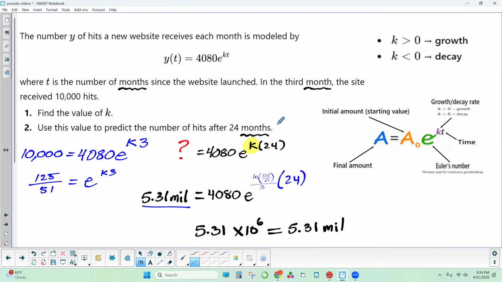All right, so there you have it. Some growth and decay problems for you with our base e, which is, of course, used for continuous growth and decay. I hope this helps you out, and I will see you in the next video.